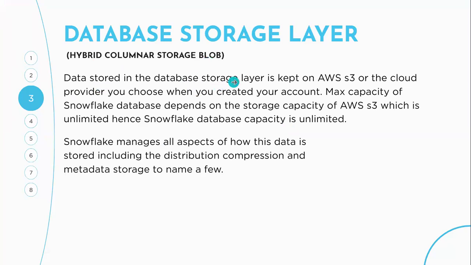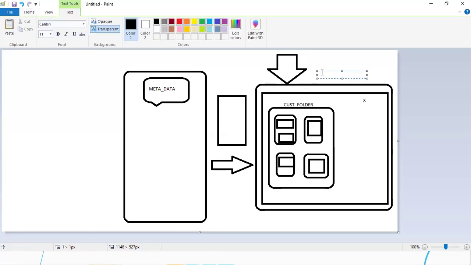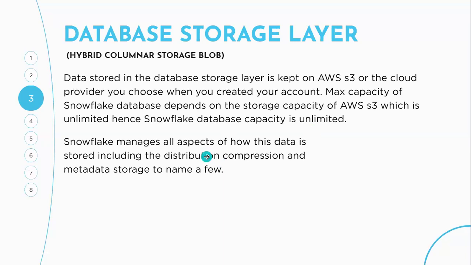Data stored in the database storage layer is kept on AWS S3 or the cloud provider you choose when you create your account. The maximum capacity of a Snowflake database depends on the storage capacity of AWS, which is unlimited. Hence, Snowflake database capacity is unlimited. How much data can I insert into this table? Infinity. Snowflake depends on the cloud provider's storage capacity, which is infinite. So I can insert infinite data. There is no limit for insertion.